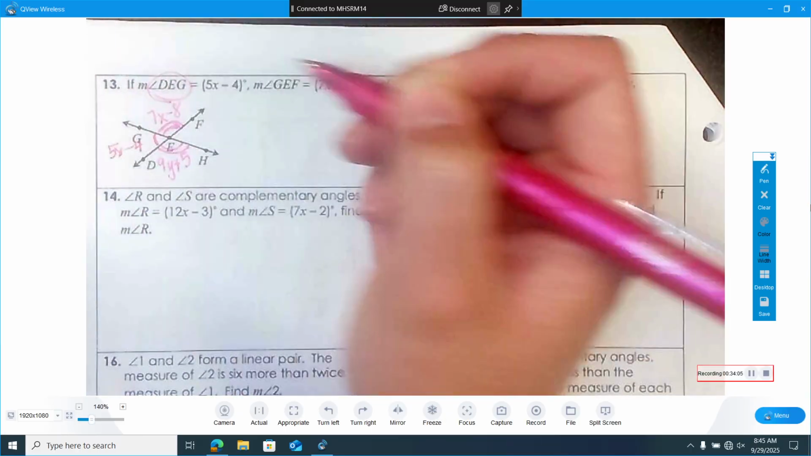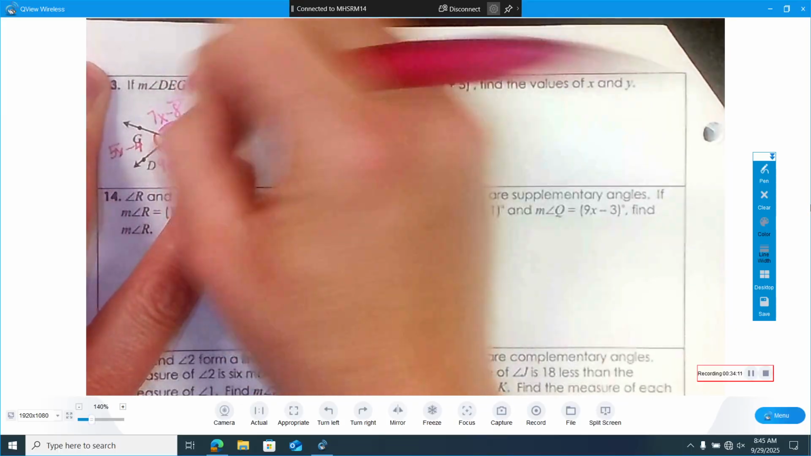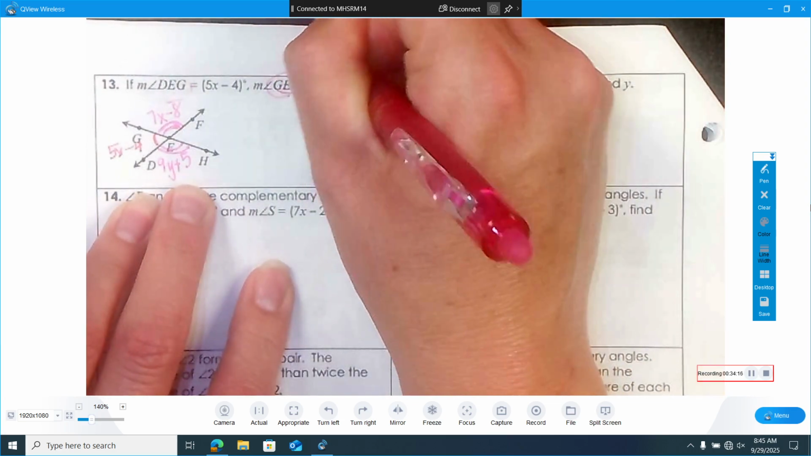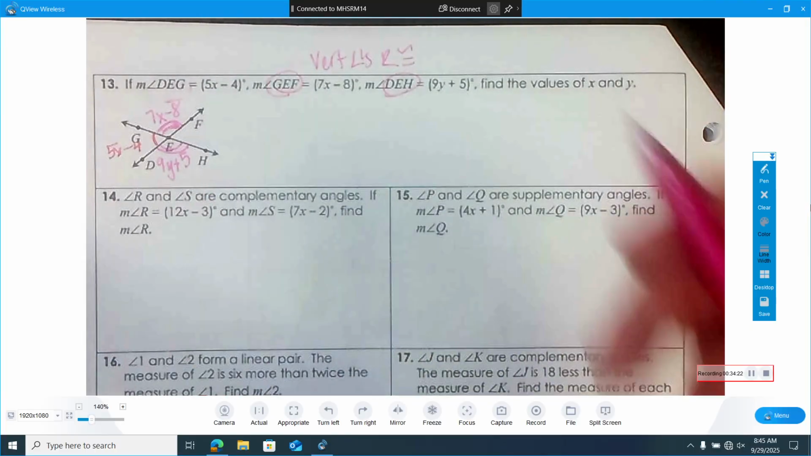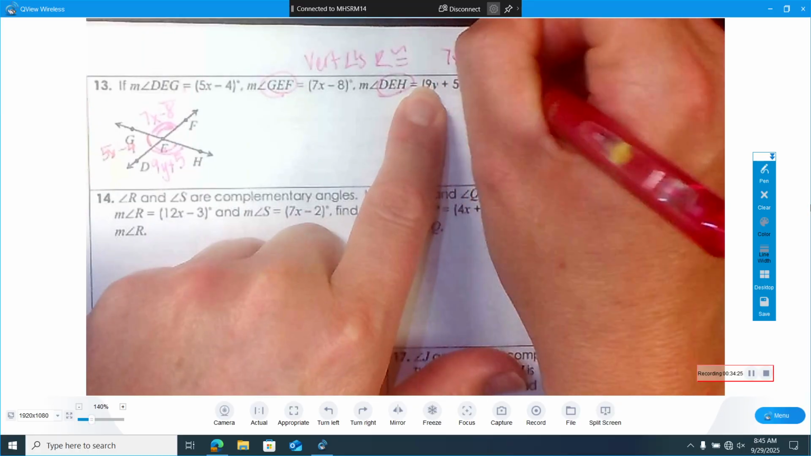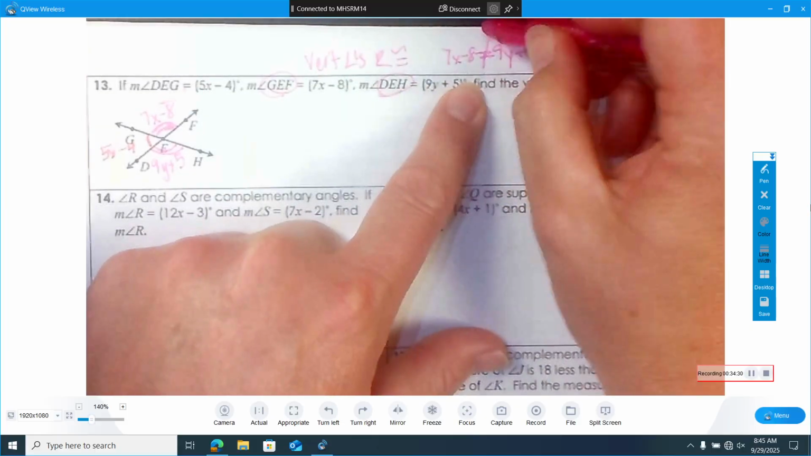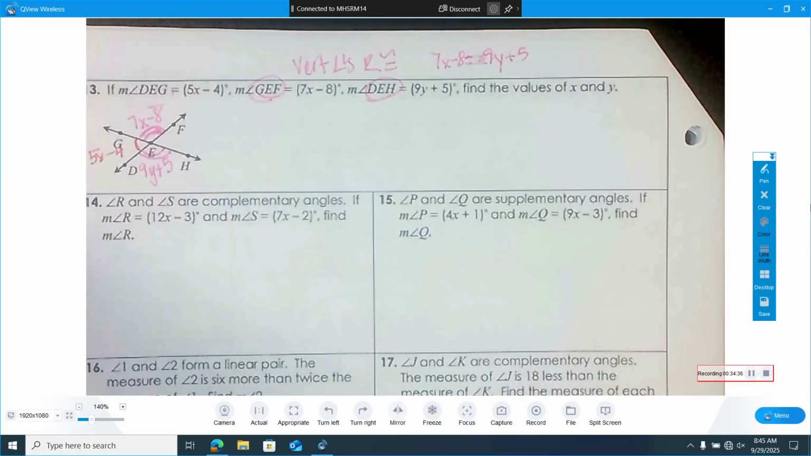Okay, so DEG, oh wait, no, not DEG, just kidding. Because that would be GEF, there we go. So GEF and DEH are vertical angles, so we know they are going to be the same measure. But I can't just write 7x minus 8 is equal to 9y plus 5. I can't do that. Why? Yeah, I can't write an equation with x's and y's and solve just that. So I need to start somewhere else. So where else can I start here?